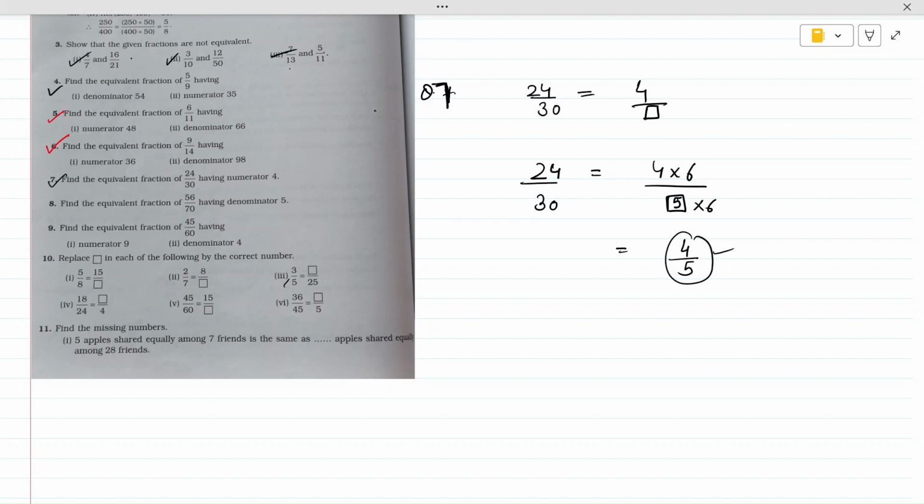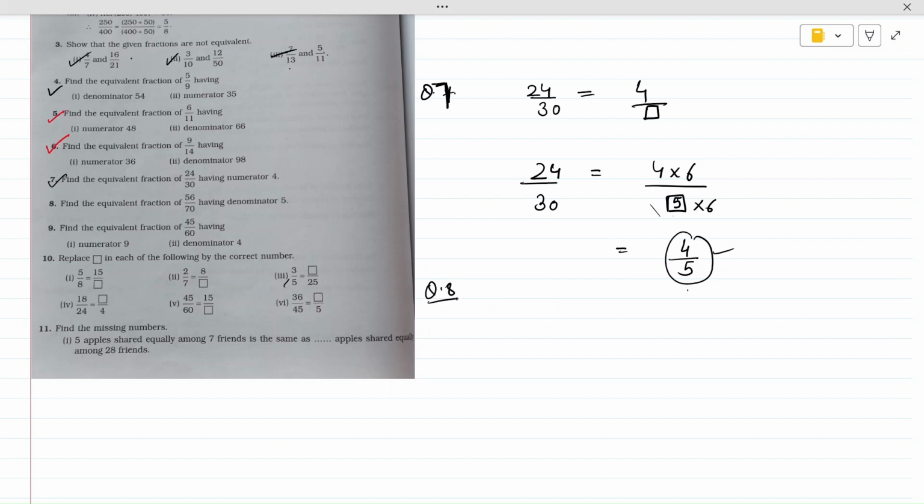Okay, easy. What we have done: we are given a fraction and we have to find the equivalent fraction in a way so that the numerator is 4. We know that if we multiply 4 with 6, we will get 24. So if we are multiplying the numerator with a number, we have to multiply the denominator also. So a number multiplied with 6 is giving us 30. What is the number? That number is 5. So the fraction becomes 4 by 5. It is the equivalent fraction of the given fraction 24 by 30.